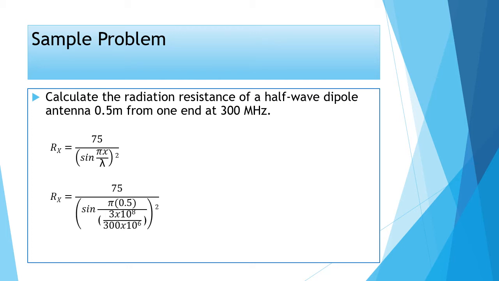So in order to solve for this, we plug in all the values in the given to our formula. R sub x is equal to 75 divided by sine of pi times 0.5, this is the distance, divided by lambda, which is 3 times 10 to the 8 divided by 300 mega, and then quantity squared. So we have R sub x is equal to 75 ohms.